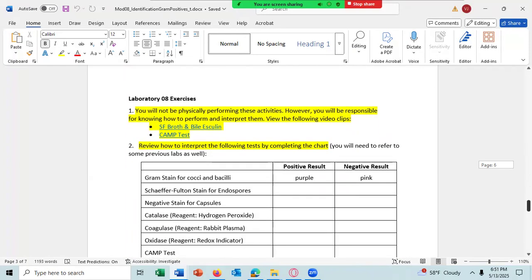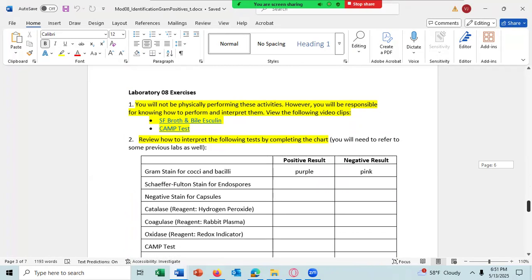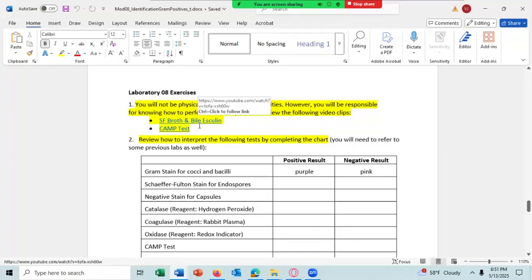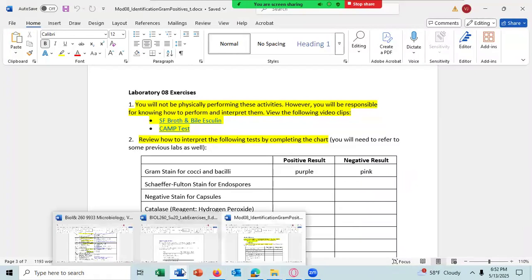All right, let's go to the lab exercises. You're not going to be performing any of these activities because everything we do will be done online. However, you will be held responsible for knowing how to perform and interpret the tests that we've discussed here. So view the following video clips, one discussing the SF broth test and the bile esculin test, and a second video showing you the CAMP test. And then let's go to the worksheet.